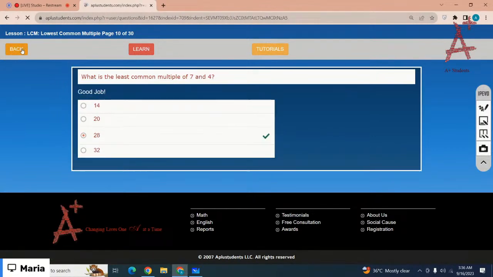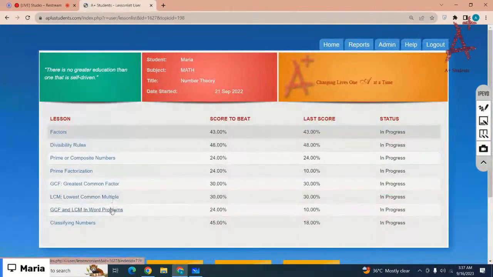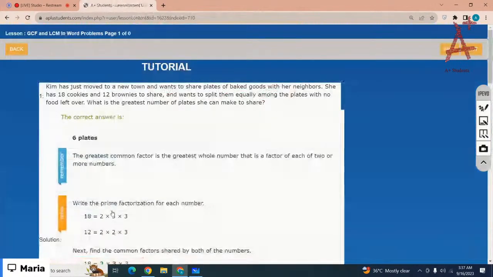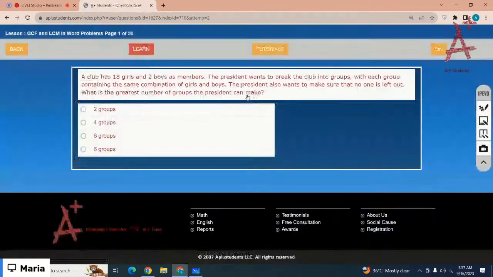So we have another lesson that is LCM and GCF in word problems. Just one thing you have to learn from the word problem: if you have to find the greatest number, go for GCF. And if you have to calculate the least number, go for LCM. And you already know how to calculate GCF and LCM, right? Let's just do practice questions.